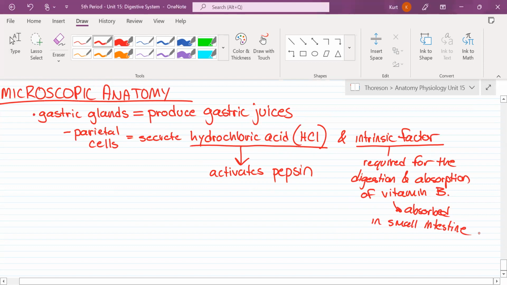We'll get to the small intestine hopefully on Monday, next class. That is the site of the majority of digestion.